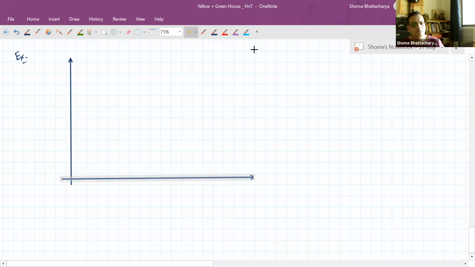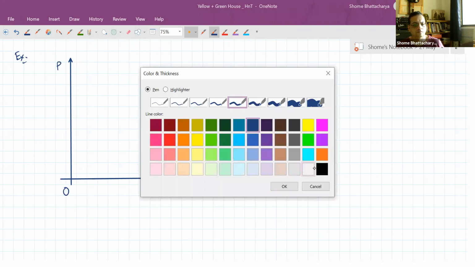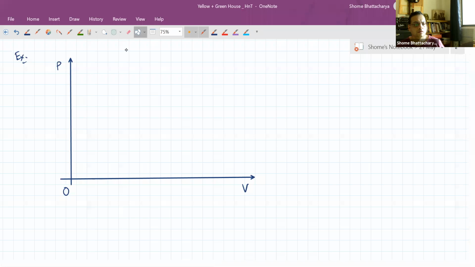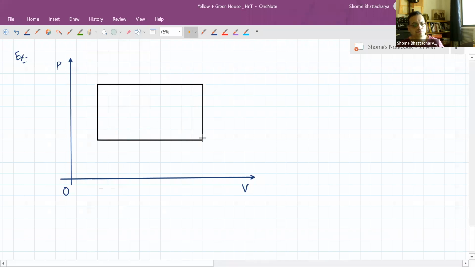So if we had the simplest type of cyclic process you can think of, which is a rectangular shape in the PV cycle, or the PV graph looks like a rectangular loop. Now let's say the cycle is running like this. So we have the cycle A, B, C, D, E.